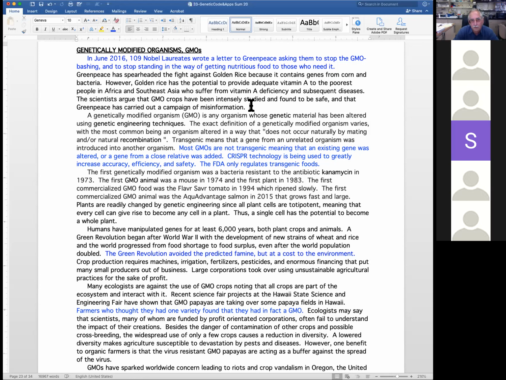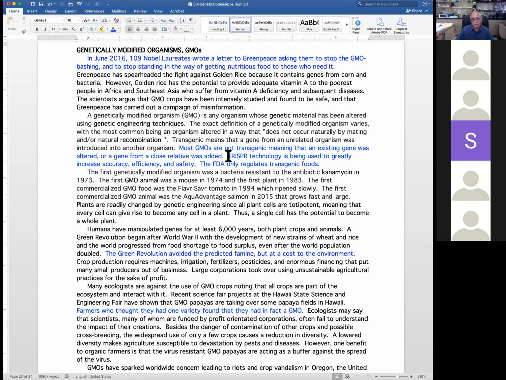So Greenpeace led the fight against what's called golden rice. Golden rice had the potential to provide vitamin A to the poorest people in Africa and Southeast Asia. They suffer from vitamin A deficiency and subsequent diseases. GMO crops have been studied intensely and found to be safe. In fact, most GMOs are not transgenic, meaning that either an existing gene was altered or a gene from a close relative was added.